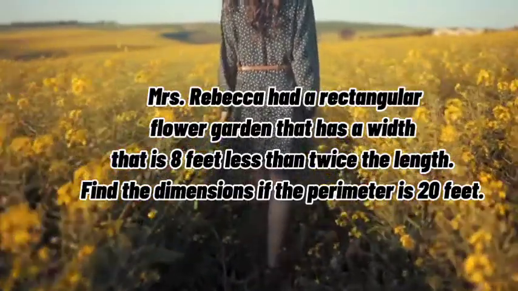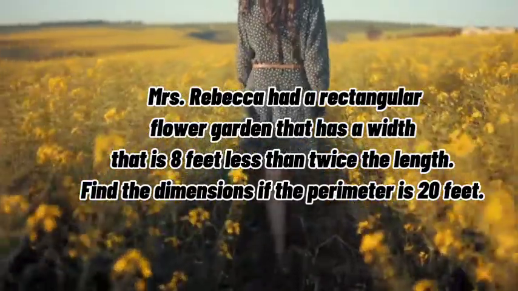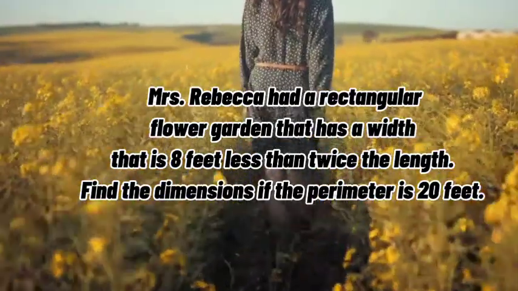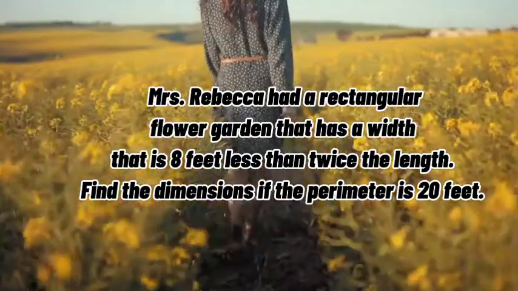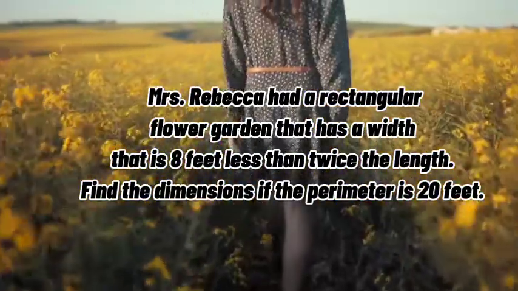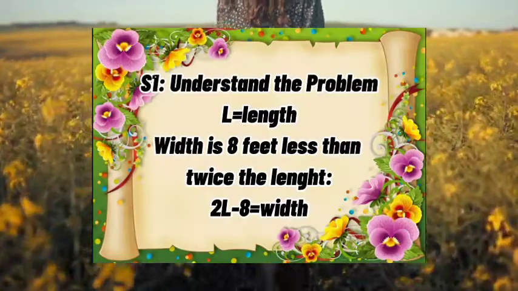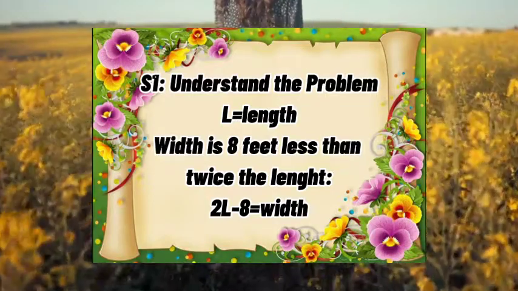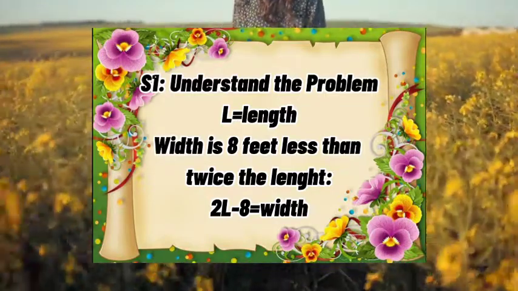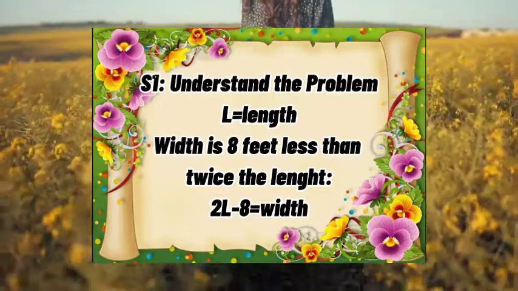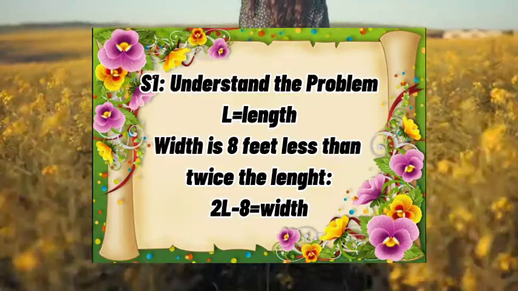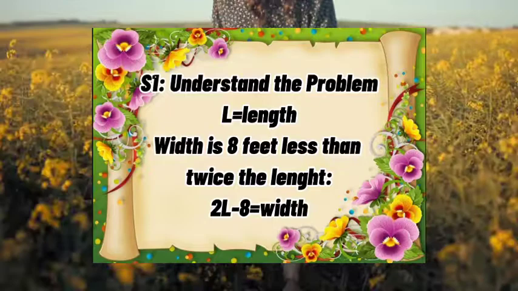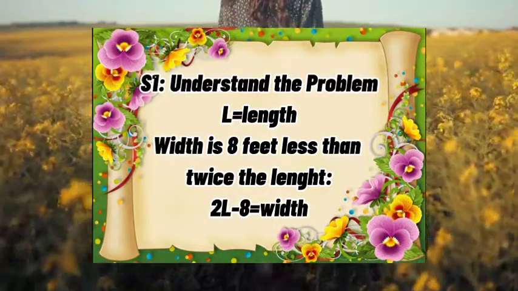Miss Rebecca had a rectangular flower garden with a width that is 8 feet less than twice the length. Find the dimensions if the perimeter is 20 feet. So, let's solve this. Let's help Miss Rebecca out. Make sure that you read the question carefully several times. We are looking for the length and the width of the rectangle. Since width can be written in terms of length, we will let L equal length. Width is 8 feet less than twice the length, so 2L minus 8 is equal to the width.